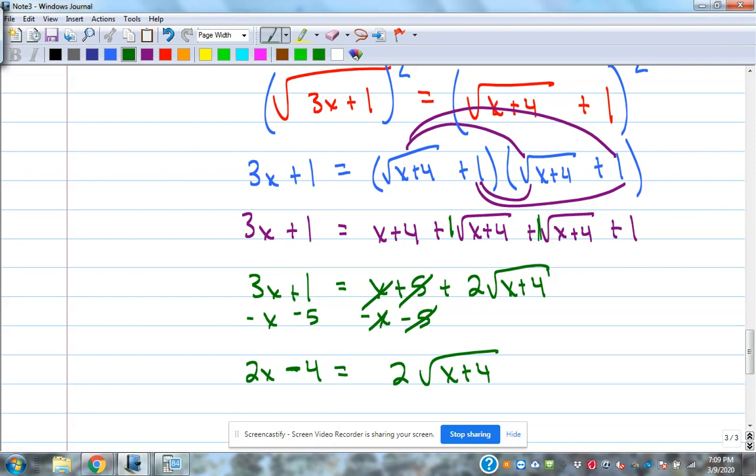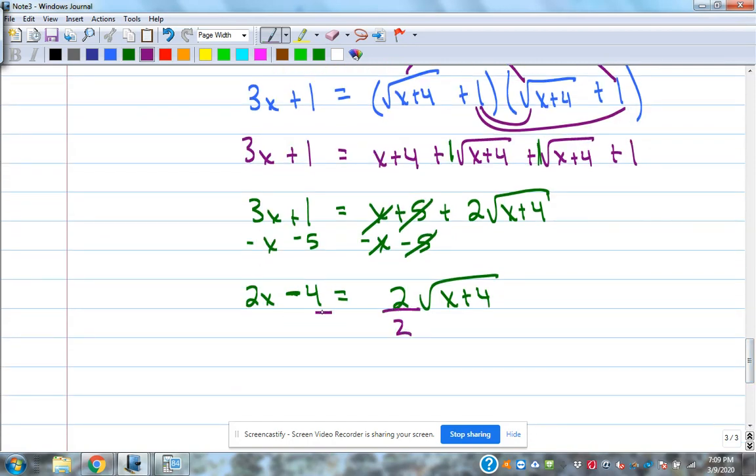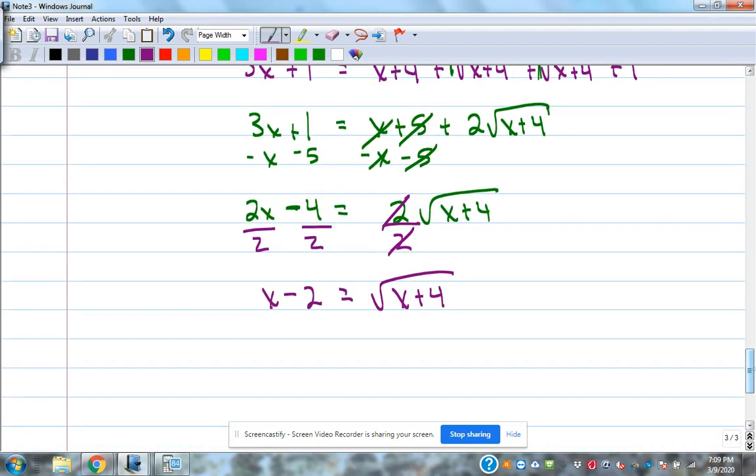And how do I get rid of that 2 that's in front right here? This 2 right here. How do I get rid of that? If I divide everybody by 2, it'll get rid of it. It's going to be x minus 2 equals the square root of x plus 4. And now I finally have the square root isolated, and I can get rid of it. How do you get rid of a square root? You square. So I'm going to square both sides.